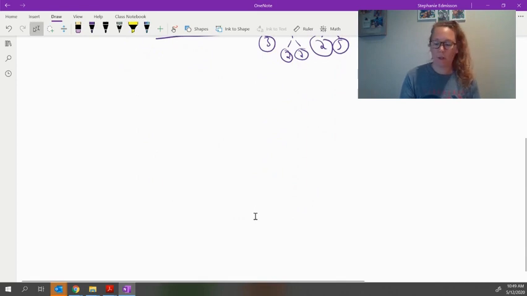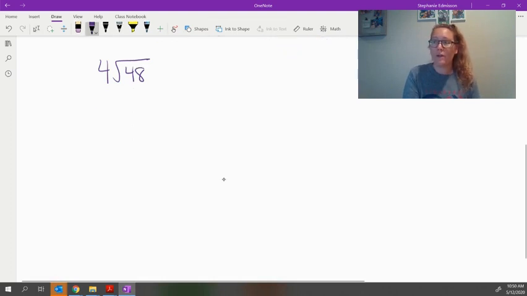The next example I want to look at is 4 root 48, or 4 radical 48. So in this case, we already have a number outside of the root. We're just going to leave that for a little bit until the end. The number inside of the root gets a prime tree. So we've got 48, and we've got to do a prime tree.